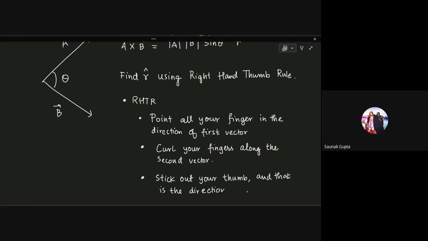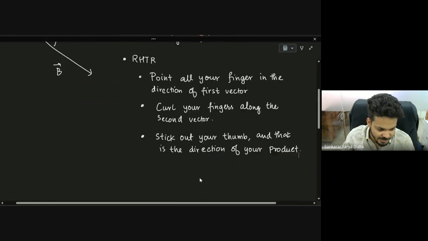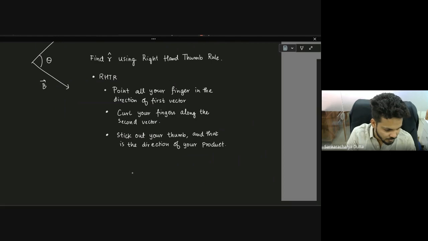So, sir, does that mean that the direction of the product is going from outside to the outside of the paper? Yep. I'll talk about that, but I just need you to write down a few things first, and then I will talk about more. Again, there is another variation of right hand thumb rule.